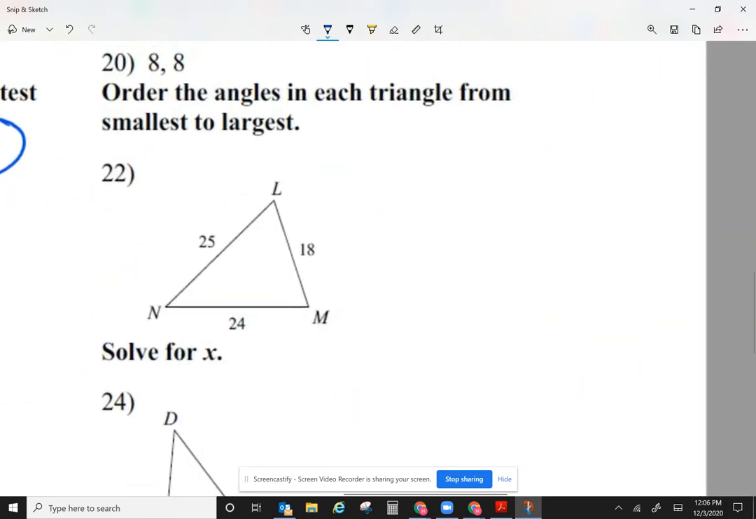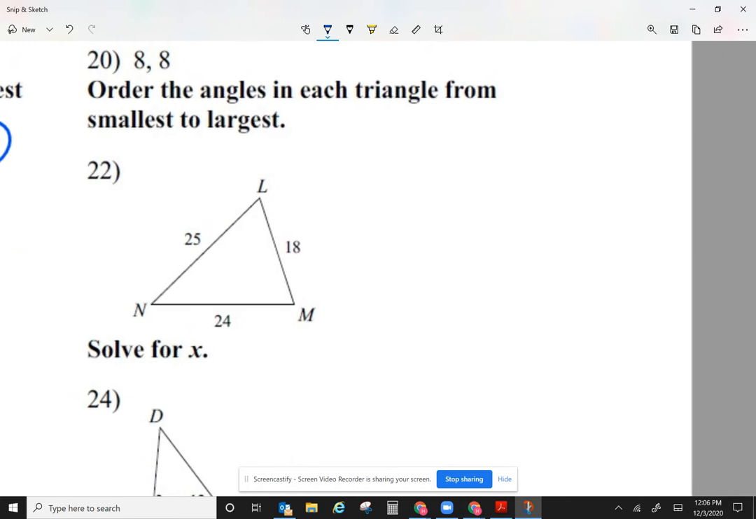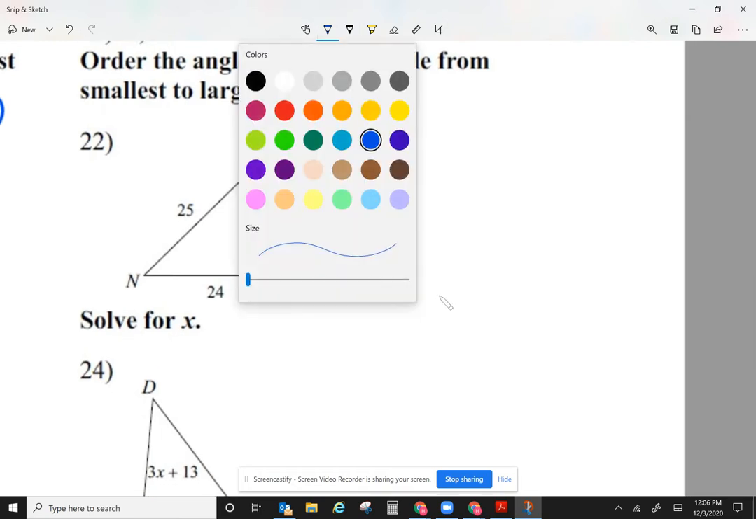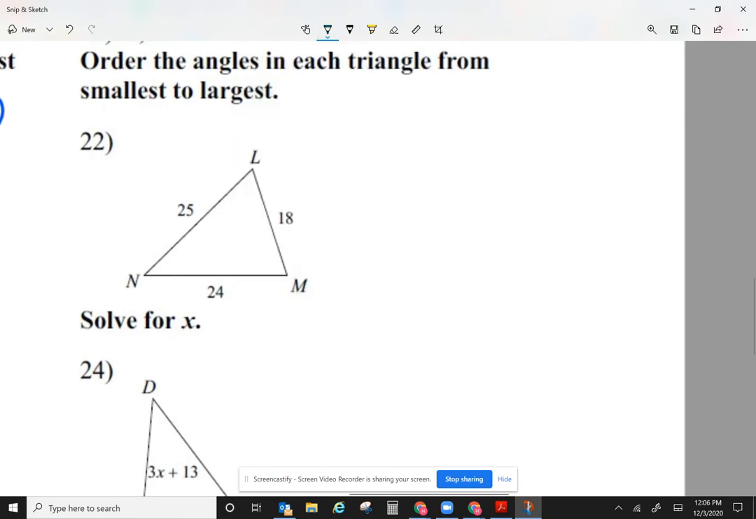Now let's take a look at number 22. The same idea. It's just that now here I give you the measurement of the sides, but I want you to order the angles in each triangle from smallest to largest. So I look at the sides. Well, you can compare the numbers. The smallest side is 18. But I know the smallest side is opposite from the smallest angle.